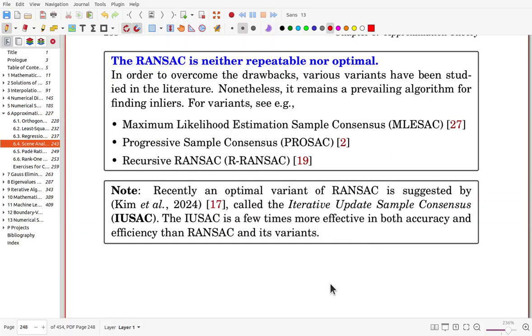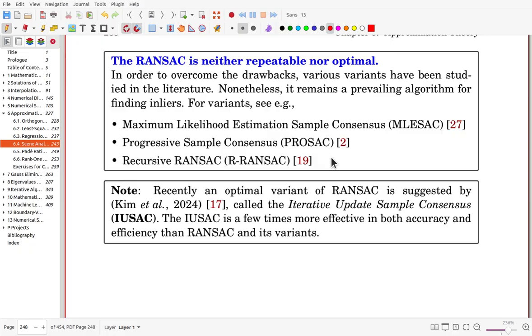Okay, here we have a sort of conclusion. RANSAC is neither repeatable nor optimal. In order to overcome the drawbacks, various variants have been studied in the literature. Nonetheless, RANSAC remains a prevailing algorithm for finding inliers. Here I'm showing you only 3 of them: BLESAC, PROSAC, and recursive RANSAC, and there are many others. Yet they are still unrepeatable and not optimal.